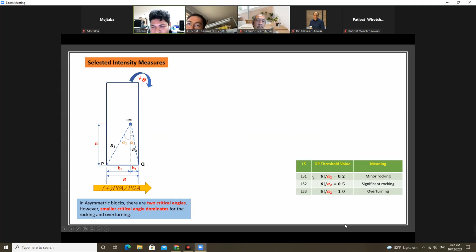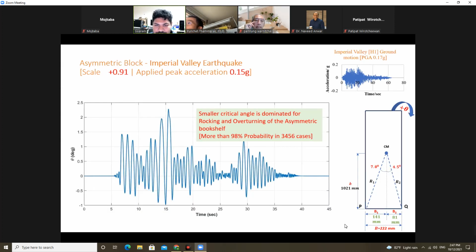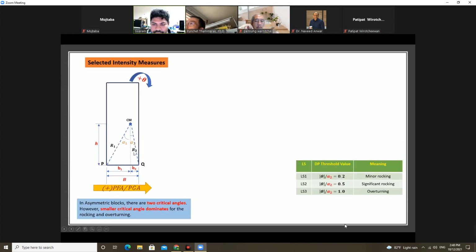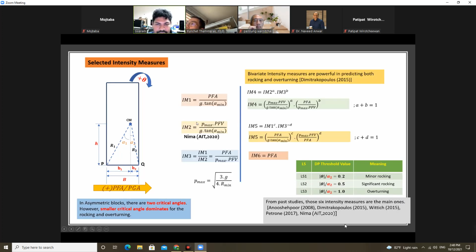I explained that because when we are defining the capacity parameter theta over alpha, in the asymmetrical case there are 2 alphas, alpha 1 and alpha 2. So we don't know which one we have to use. From these results, we choose the minimum critical angle for our fragility graph. We consider 6 different intensity measures. Natapong chose peak floor velocity last year. We chose the optimum 6 different intensity measures from the past studies.